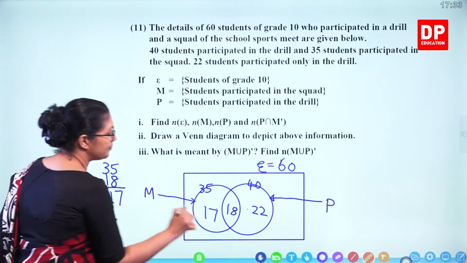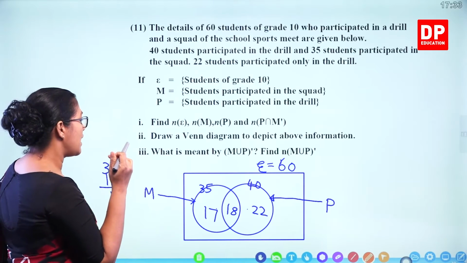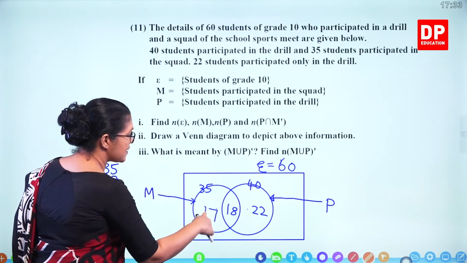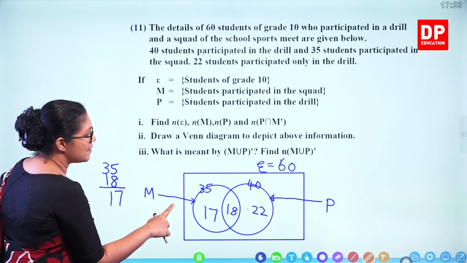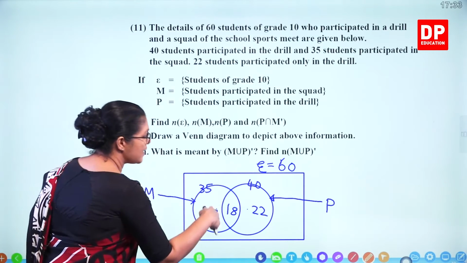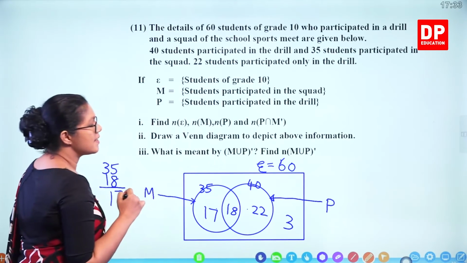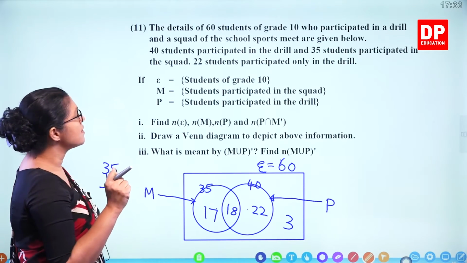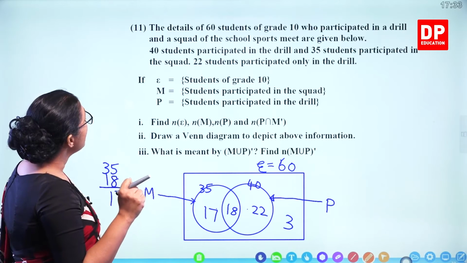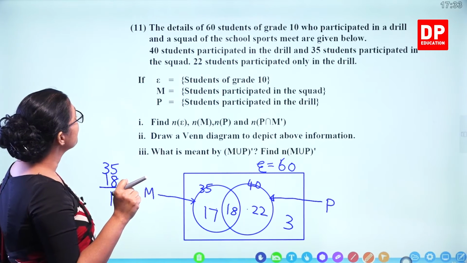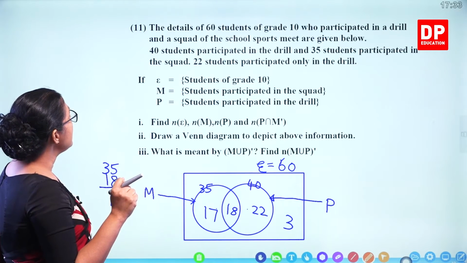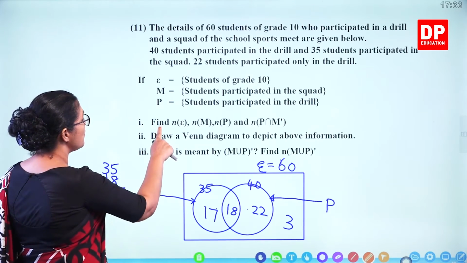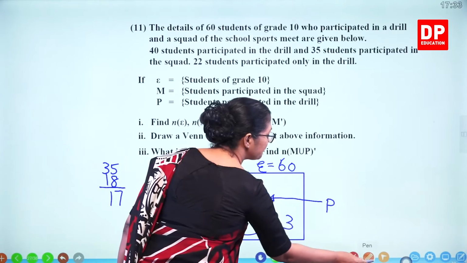17 here. Then what's outside? 35 or 40 plus 17, 57. So 60 minus 57, this is 3 outside. So you get this Venn diagram and you are asked to find NE, NM, NP and the intersection. So we'll find out the first part.